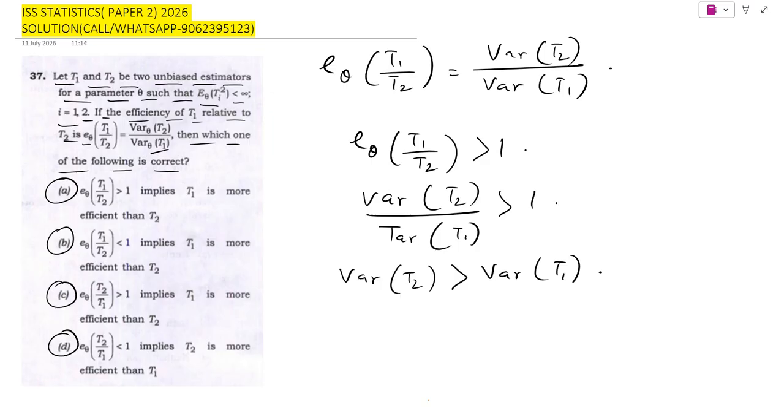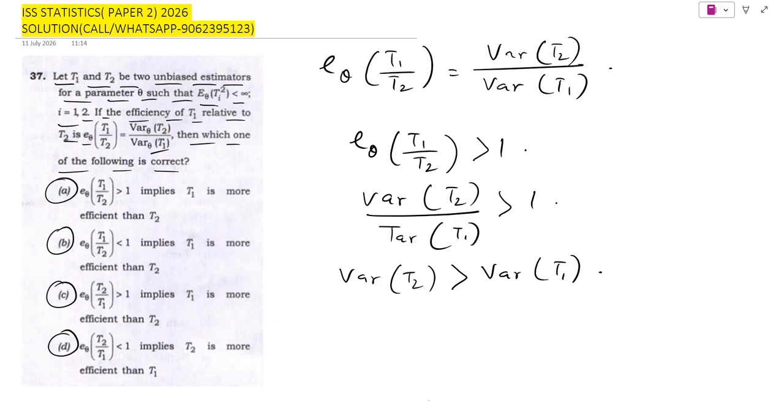The relative efficiency is simply comparing two variances. If the ratio is greater than 1, the denominator must be smaller, and since the denominator contains variance of T1, T1 wins. Now check every option.